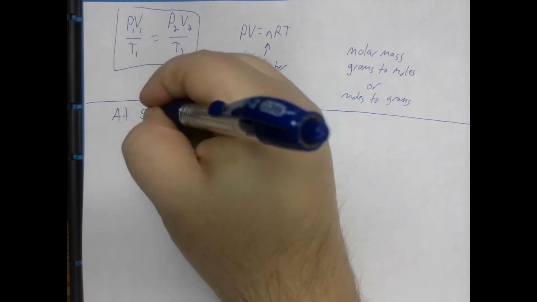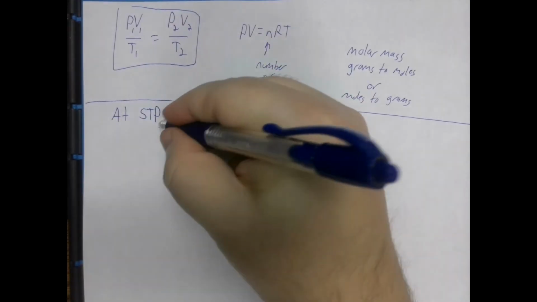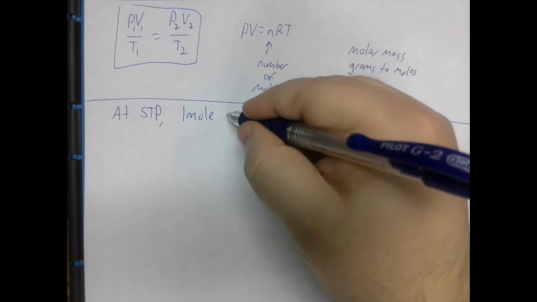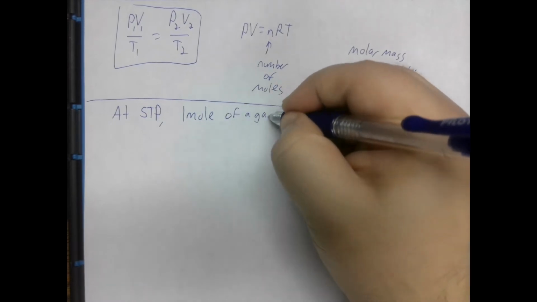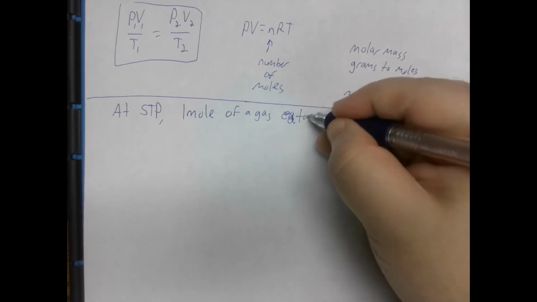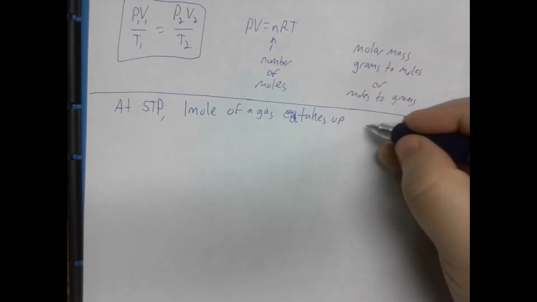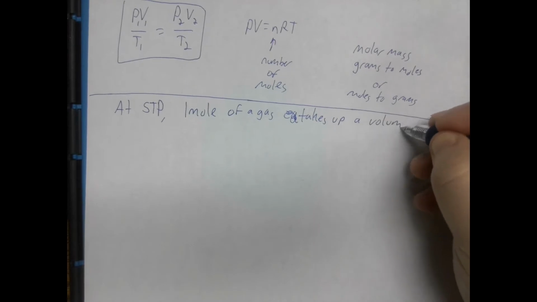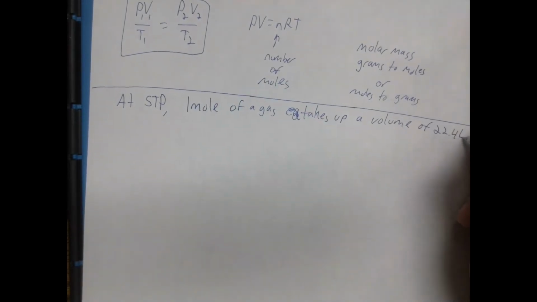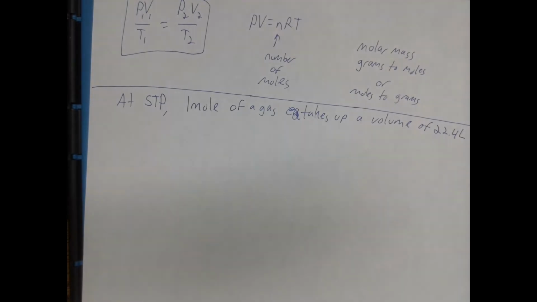At STP, 1 mole of a gas takes up a volume of 22.4 liters. So at STP, 1 mole of a gas takes up a volume of 22.4 liters.